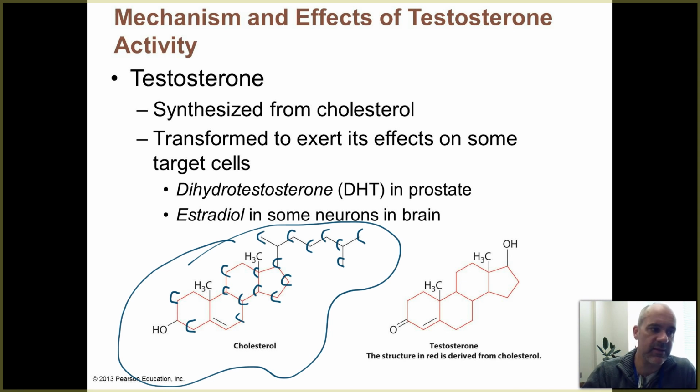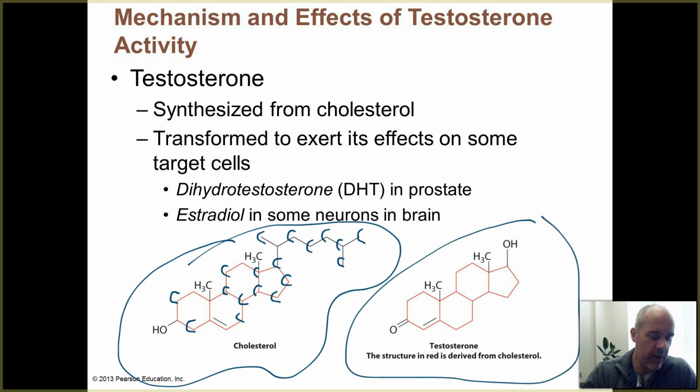And just to keep these organic chemical diagrams more simplified, organic chemists don't always draw in all the carbons and the hydrogens. It makes it easier to view. They're just understood to be there. But that's what cholesterol looks like, and over here you can see what testosterone looks like.